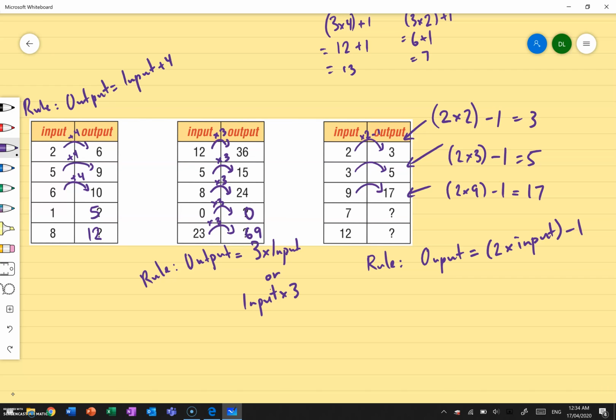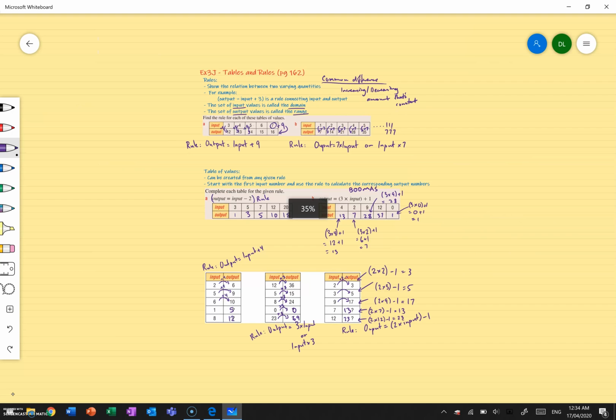So 7, let's do this one over here. 2 times our input, which is 7, take away 1. So 2 times 7 is 14. Take away 1 is 13. So that's 13 here. Over here, 2 times my input, which is 12, take away 1 gives me 24 minus 1, which is 23. And that's 23. All right, hopefully that makes a bit of sense.